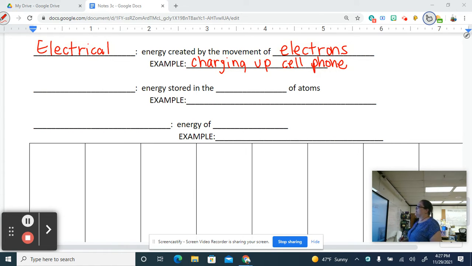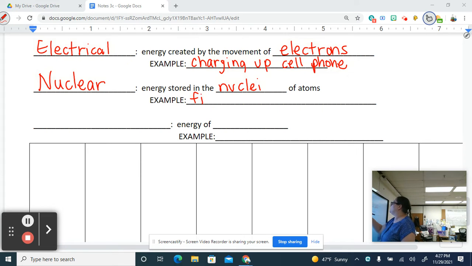All right, nuclear. Nuclear energy is the energy stored in the nuclei of atoms. So is that going to be potential or kinetic? Potential, right, because it's stored inside. So fission and fusion are our examples of nuclear energy.